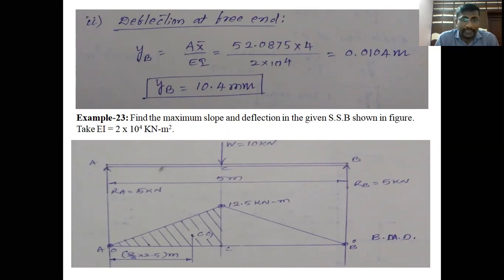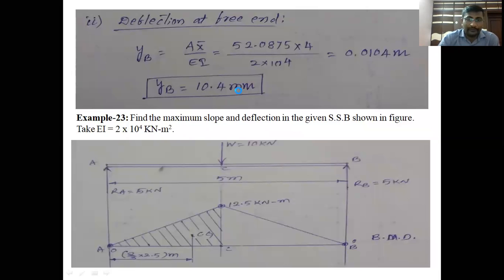First moment of area means area into distance of CG from the apex. A into x bar by EI. Y_B equal to A x bar by EI. So area is 52.0875 into x bar value 4 meters divided by 2 into 10 to the power of 4. Then we will get the answer as 0.0104 meters. If you convert it to millimeters, the deflection at free end is 10.4 mm.